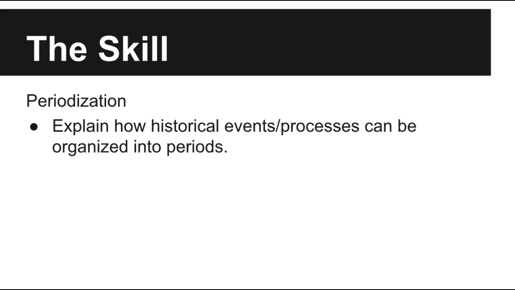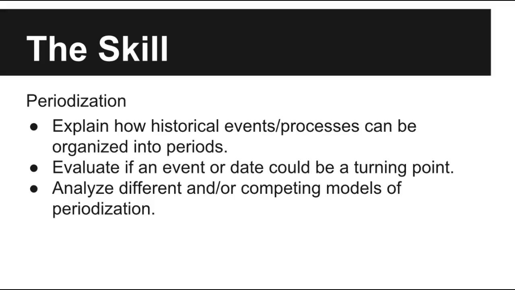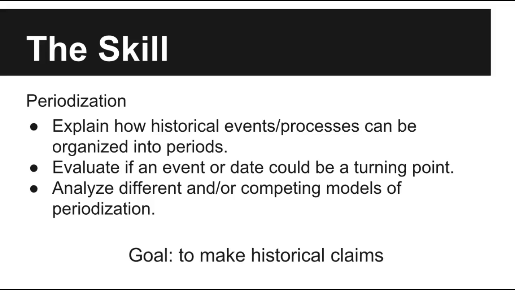Explain ways historical events and processes can be organized into discrete, different, and definable historical periods. Evaluate whether a particular event or date could or could not be a turning point between different, definable historical periods when considered in terms of particular historical evidence. And analyze different and/or competing models of periodization. Thus, while students need to consider issues of continuity and change in analyzing different historical periods, they use this skill to develop their own claim about what makes a discrete, definable period in history. Again, this is our charge in writing, creating historical claims.